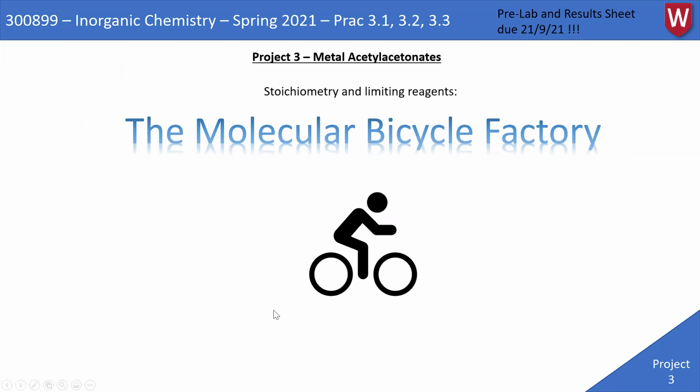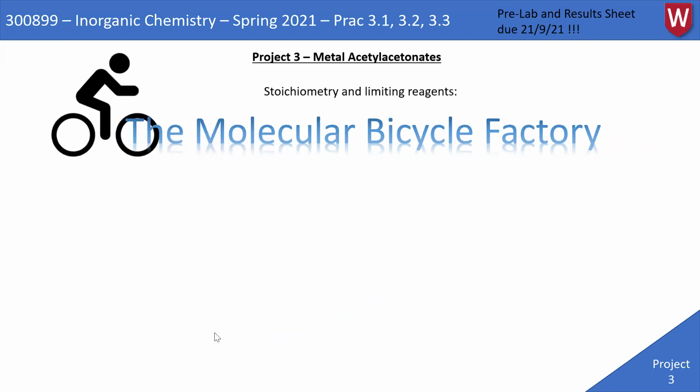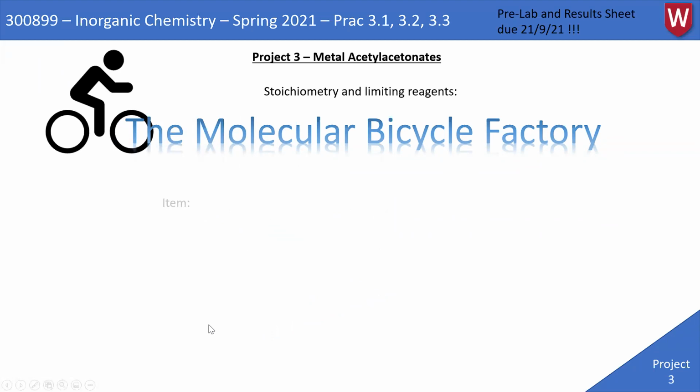So at the molecular bicycle factory, they make bikes, obviously. And each bicycle needs a frame, 1 frame, and 2 wheels. So you can probably see where I'm going with this. We've got a ratio here. And I have a lot of fun with this analogy, so just amuse me. So in the factory, we've got frames and we've got wheels at a ratio of 1 frame to 2 wheels to make a bicycle.